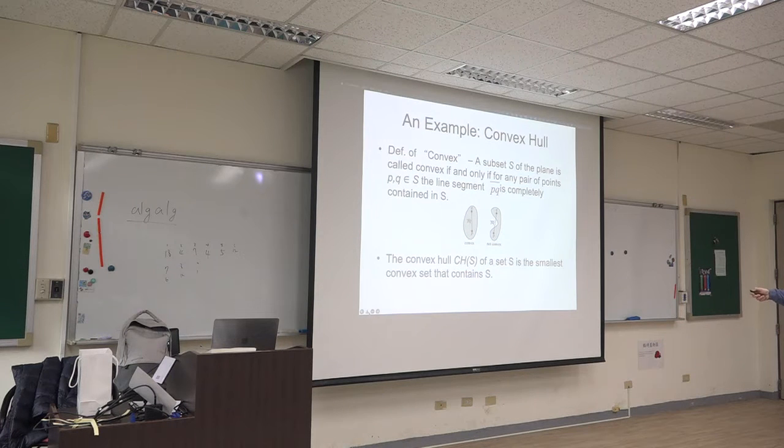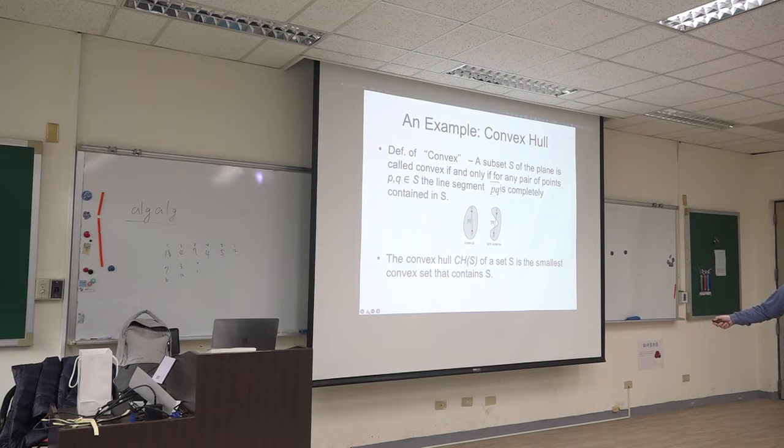So now you understand what convex means, okay? But what is convex hull? Okay, the convex hull CH(S) of the set S is the smallest convex set that contains S.